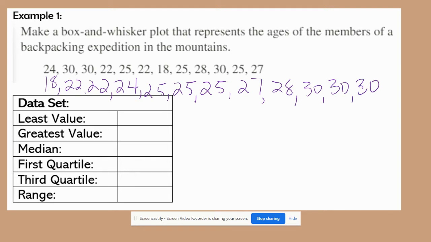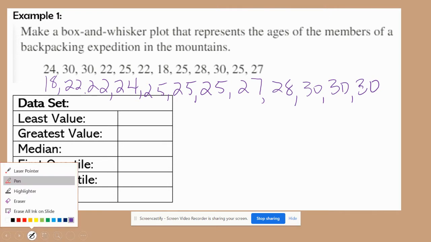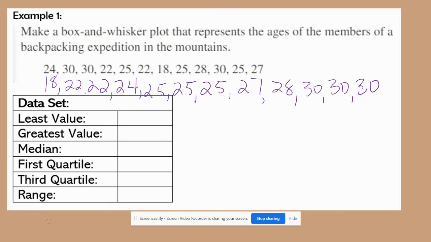All right, I see 3 25s and 3 30s. So if I were looking at the mode of this, which I'm not, but if I were, then I would say our mode for this one would be 25 and 30. Remember, your mode can be more than one number if there's more than one number that appears the same amount of times in the data set.